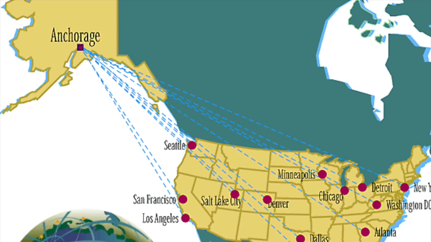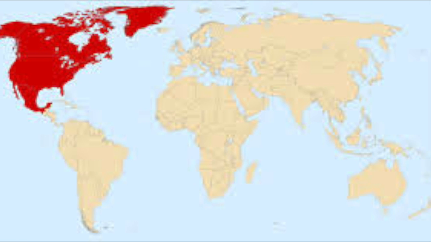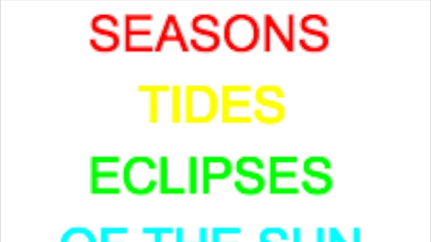So Anchorage is in Alaska, and Alaska is in the U.S., and the U.S. is in North America. Anchorage is also beside the north part of the Pacific Ocean, and I'll be talking about seasons, tides, and eclipses of the sun and moon. So listen up and you'll learn its facts.